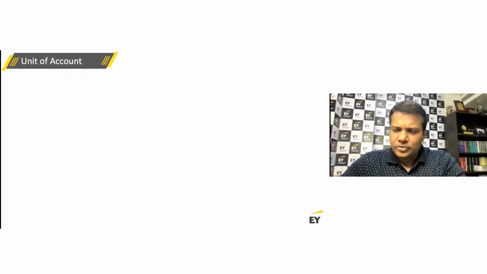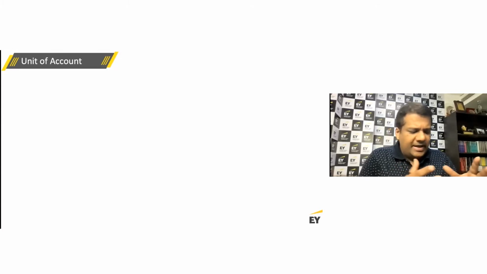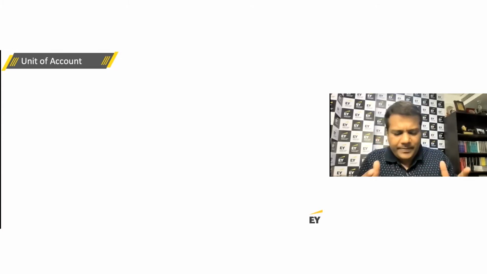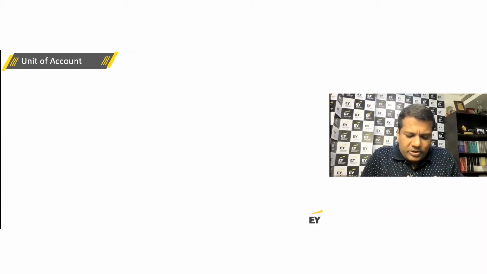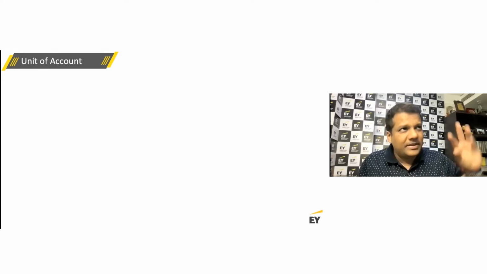The first concept is unit of account. So I think we've already talked about the definition. Then we talked about the restrictions. Now we're going to talk about at what level I need to do fair value. And the fair value you need to do at a level at which, again, a transaction, you can exit out of that asset from a marketplace participant perspective.